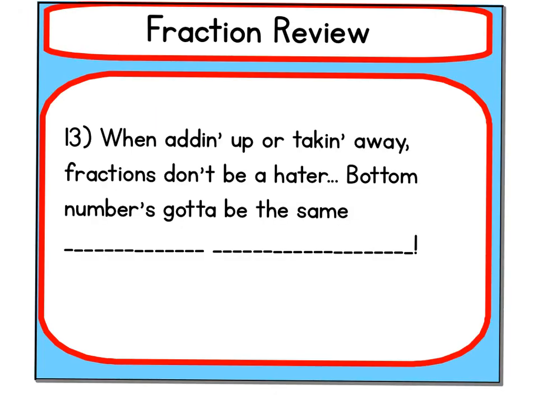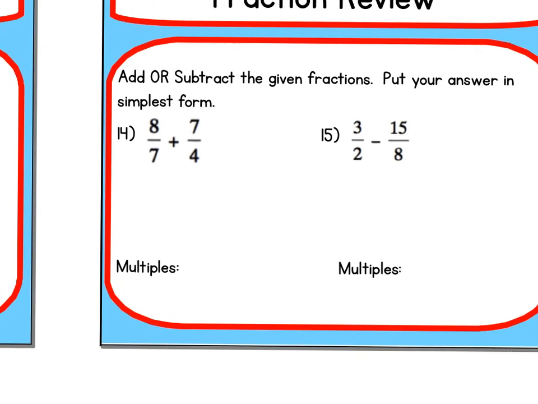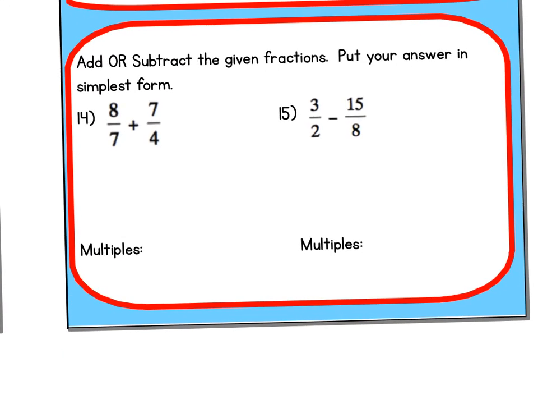Okay, so with this next one, we have to remember part of our song. It says, when adding up or taking away fractions, don't be a hater. Bottom numbers gotta be the same common denominator. Before we can add or subtract fractions, we need to have a common denominator. So when we go through these next couple examples, you're going to want to make sure that you find a common denominator before you add or subtract. And you want to be very careful to make sure you're following what the sign says to do.